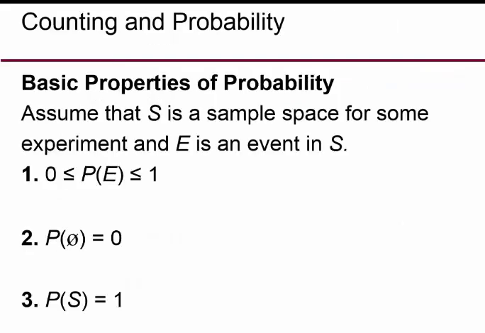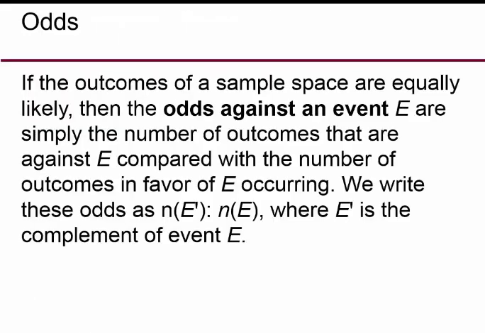So what are some basic properties of probability? Assume that S is the sample space for some experiment E. Then the probability of E is between 0 and 1 inclusive. The probability of E not occurring is 0, and the probability that the event is going to occur is 1. So everything is between 0 and 1. 0 means it's not happening. If it's certain, it's a probability of 1.